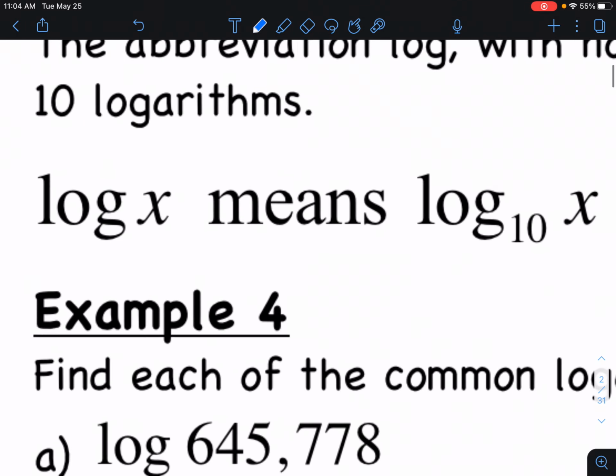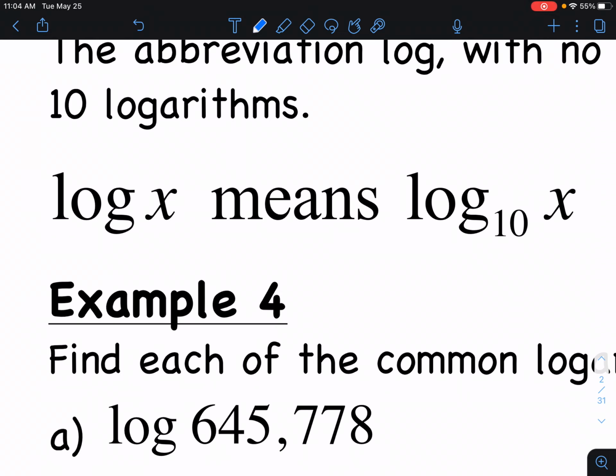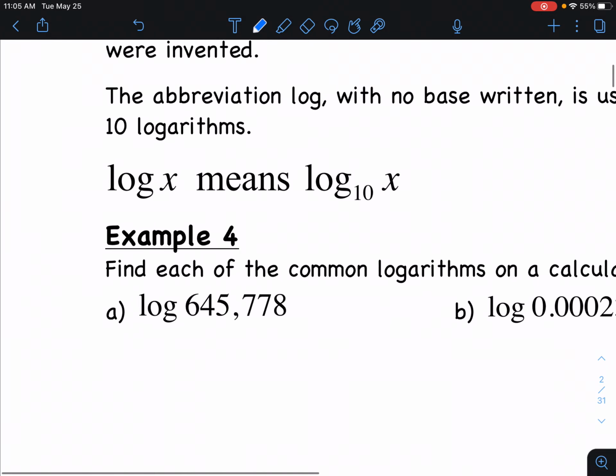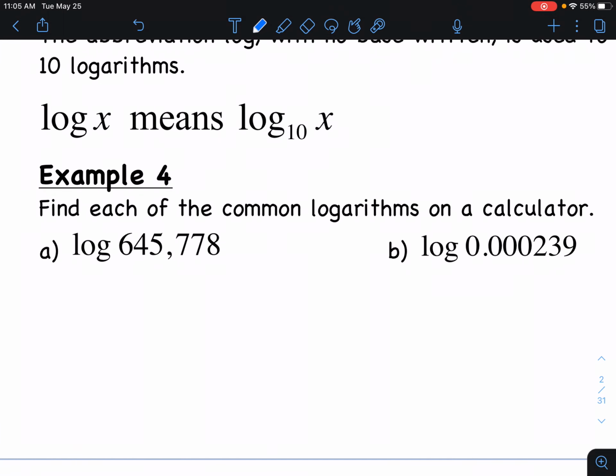So if you ever see log of x, that really means log base 10 of x. It's like one of those things in math, like you don't put a 1 as a coefficient, you don't put a 1 as an exponent, you don't put a 1 as a denominator, because they occur so commonly and so often that you don't need to write them. It's understood what it is. So whenever you have log of 10, that really means log base 10. Log of x means log base 10 of x. Again, these are called common logs. Please remember that term, common log.